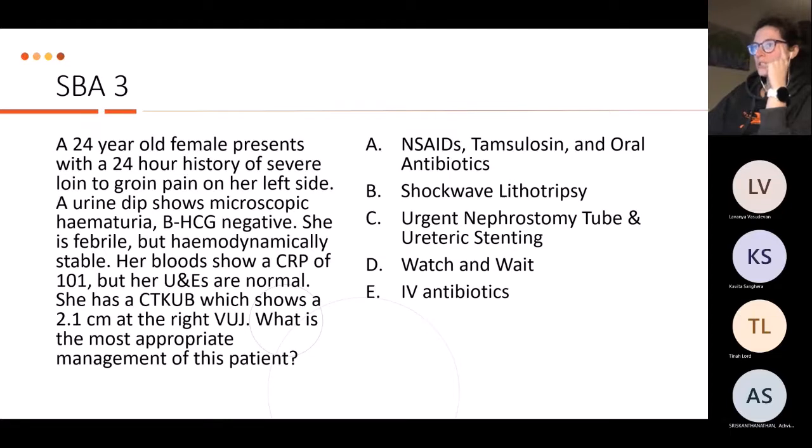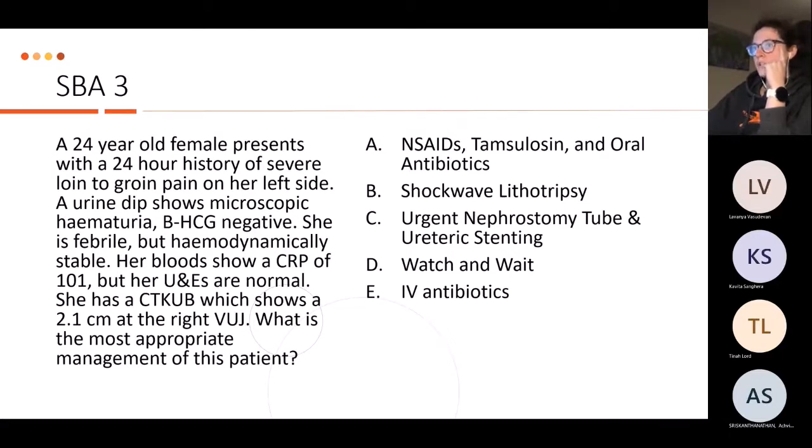So it's a young person with a short history of severe loin to groin pain. So that matches the renal colic. Urine dip shows microscopic haematuria. So that's just another way of saying there's blood in the urine, and the patient is not pregnant, which is really important because it's a female of childbearing age.